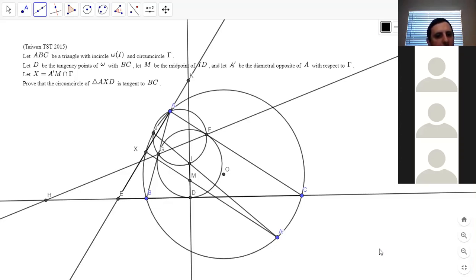Yeah, it feels like projective geometry has to work somehow. Maybe we can use the polar and antipolar. Okay. We will know that we need to prove HI parallel to ME.